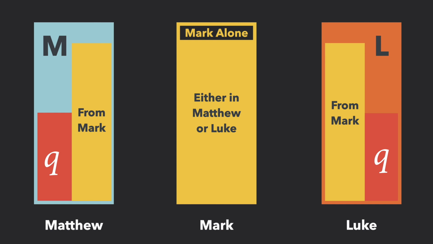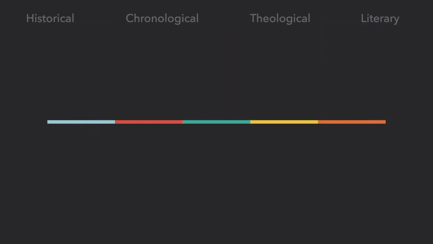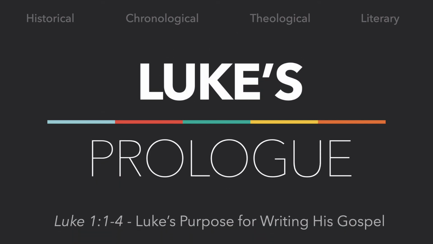I unpacked all of that in our previous lesson, but that sets us up to now really begin to look at our next module, where we want to start to look at the first prologue of the gospel. We're going to get into the gospel text in our next lesson as we talk about Luke's prologue, in Luke 1 through 4, as we unpack Luke's purpose for writing his gospel.